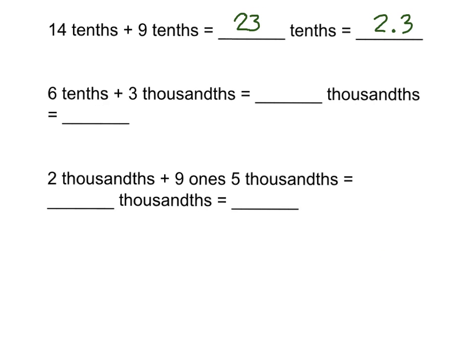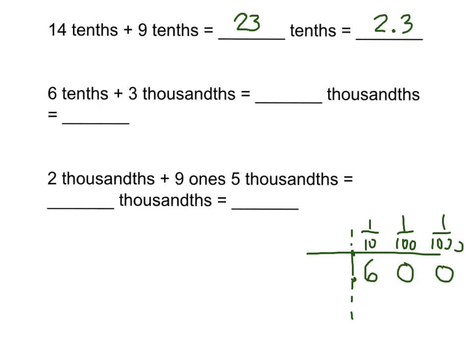Now for my next problem, I have 6 tenths plus 3 thousandths. Different units here, be careful of that. It asks how many thousandths. So I need to change my 6 tenths into some number of thousandths. Again, drawing my place value chart, I have my decimal point right here, my tenths, my hundredths, my thousandths, and I have 6 tenths. I can fill that in with zeros to give me 600 thousandths.